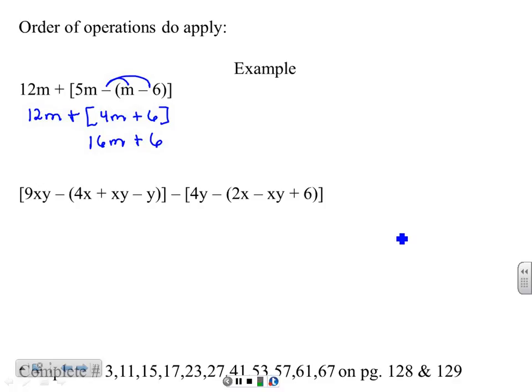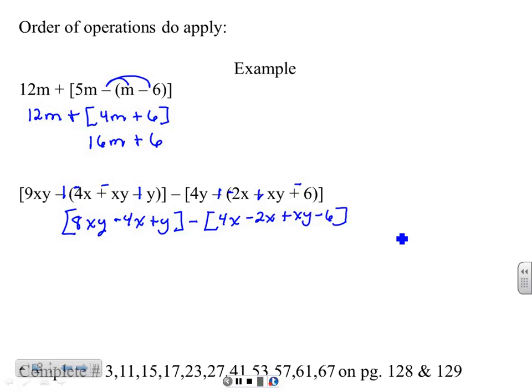Okay, the one on the bottom. There's nothing that I can combine inside the parentheses, so I'm just going to basically cross the line, change the sign initially. And then I have a 9xy and a negative 1xy, which is going to give me 8xy, and we're going to keep it in brackets, minus 4x plus y, minus. Same thing here, we're going to add the opposite. So I have a 4y, and there are no like terms here, so we're just going to have 4y minus 2x plus xy minus 6.